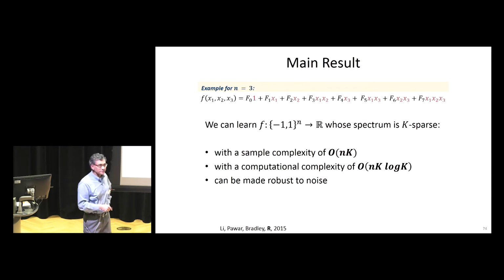The sample complexity, you can make it order k log N, where little n is the small dimension and capital N is 2 to the little n. So it's essentially k log of big N. And computational complexity also is sublinear in capital N, because this quantity is smaller than N. And again, you can make it robust to noise. I'm not going to talk about that.